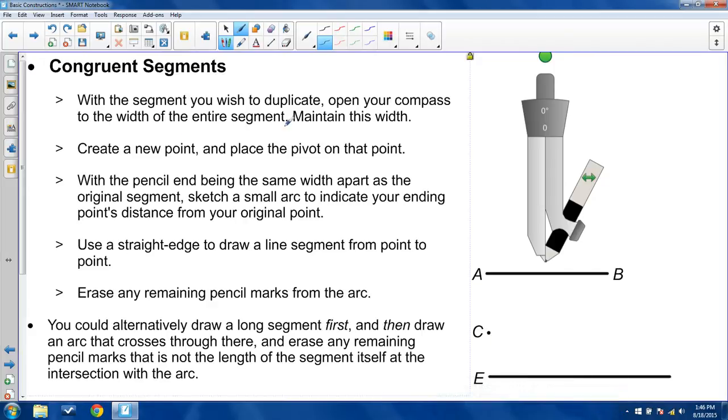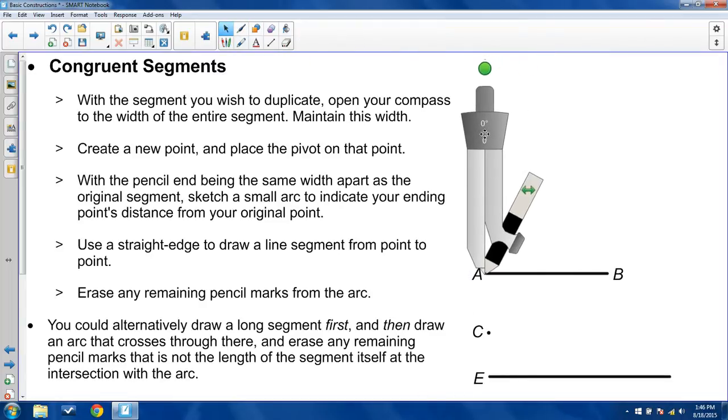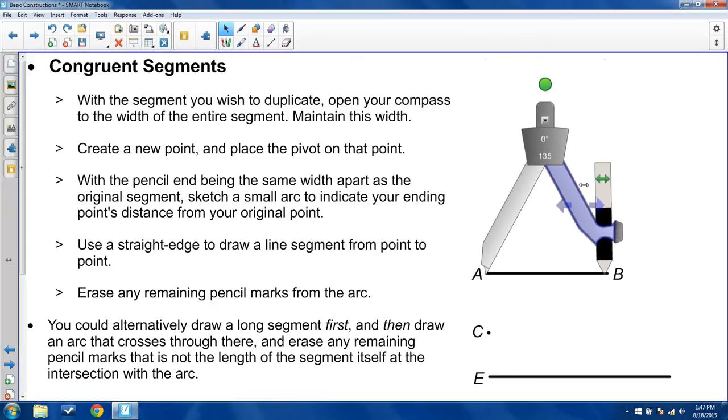These are the steps in order to make it happen. I might go through them step by step, but I'm also going to be leading with it down here. Let's say you have a segment AB, and you want to use a compass to create another segment that is the same length as AB, like CD, and I'm also going to do it another way, EF. With the segment you wish to duplicate, meaning AB, open your compass to the width of the entire segment and maintain this width. So what I'm going to do is take the pivot of the compass right there alongside A. I'll be as accurate as I can possibly be. And I'm going to stretch this compass out so that it's the entire width of it. So that length AB, like so.